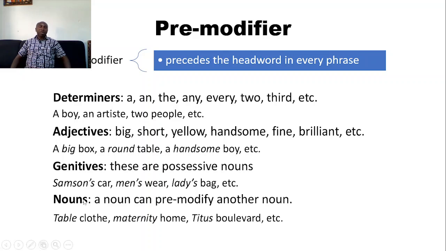And we also have noun premodifying another noun, which means that a noun can premodify another noun. We have tablecloth, maternity home. Maternity premodifies home. Titus Boulevard. In this area, look at your own name. Like my own is Eniayo Shobola. Eniayo in that instance premodifies Shobola. So a noun premodifies another noun.